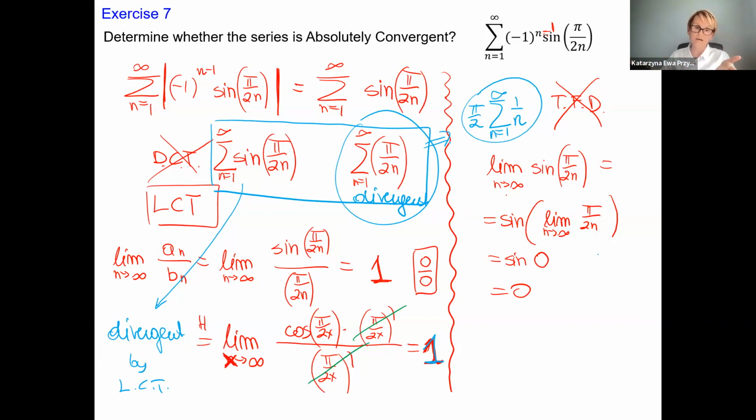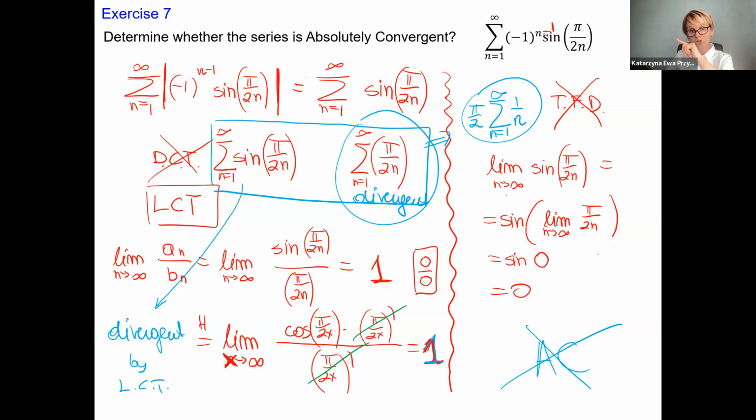But the original one is not harmonic. It's divergent by comparing with the harmonic through the limit comparison. That means absolute convergence is not the case. In general, what we can say, it's not absolutely convergent, but do you think it's conditionally convergent? If the question is to determine whether it's absolutely convergent or conditionally convergent or divergent, what we can say? It's not absolutely convergent. We did absolute value, it didn't work.